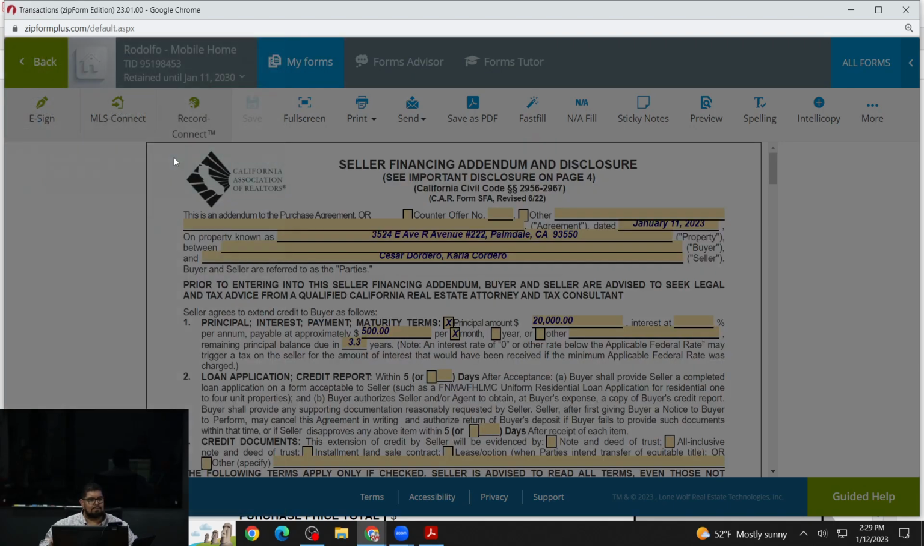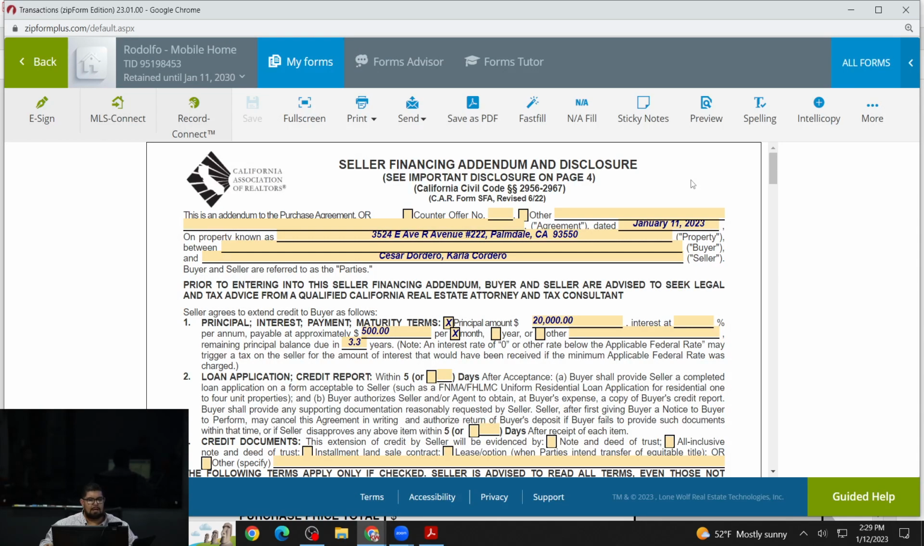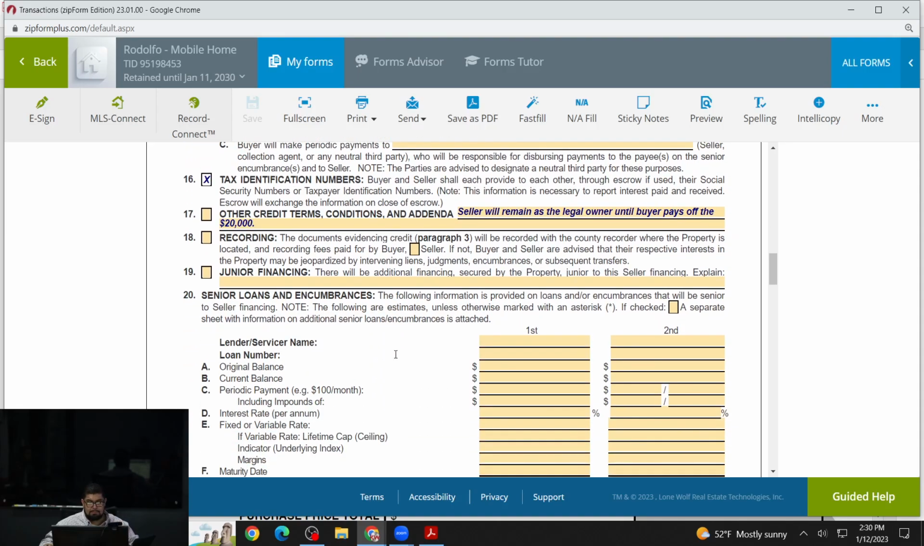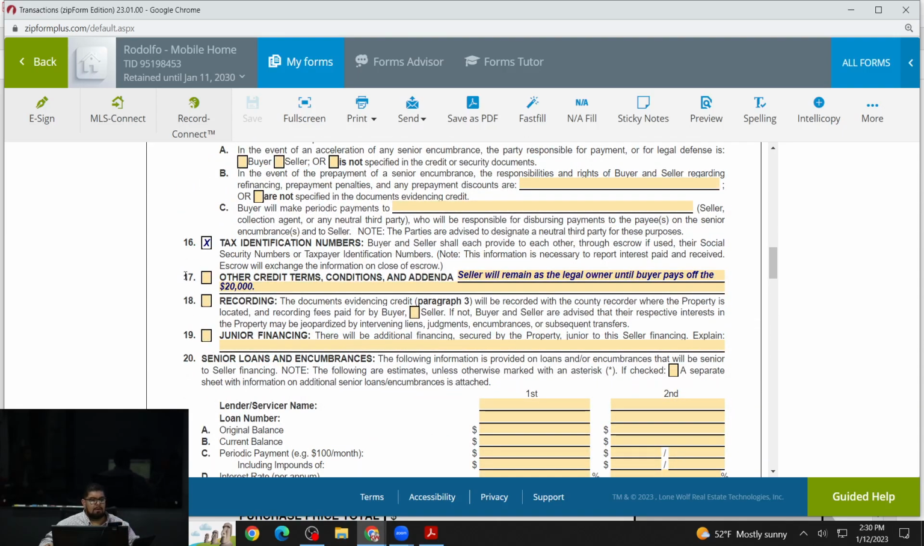Because the seller is financing it, I now created a seller financing addendum and disclosure. So the information: principal, interest, payment, maturity terms. The seller said, hey, tell him to pay me $500, zero interest until he pays me off the $20,000. Perfect. Buyer agreed. So I put principal amount $20,000, payable at approximately $500 a month. Remaining principal balance due in 3.3 years, 3 years, 3 months. Because this is a seller finance, I put a stipulation under number 17, other credit terms, conditions, and addendum: seller will remain as the legal owner until buyer pays off $20,000. Because the seller is remaining as the legal owner, buyer becomes the registered owner. So now they're both untitled. How will that work with the park?